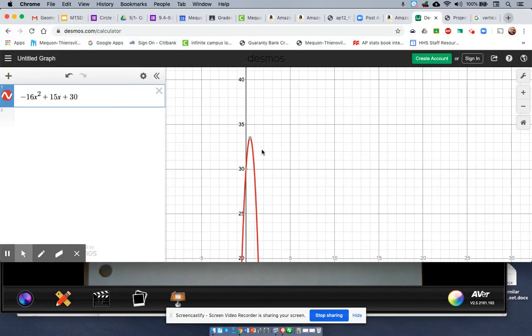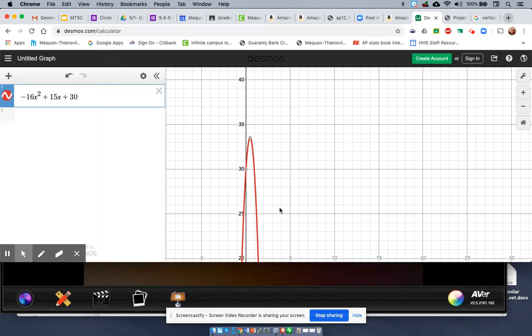Now, just so you know, this is the actual path of the ball. The ball isn't being thrown outward. This would be just a vertical up and down. But you don't have to worry too much about that. This is just for looking at things and practicing. Let's try one more of those.